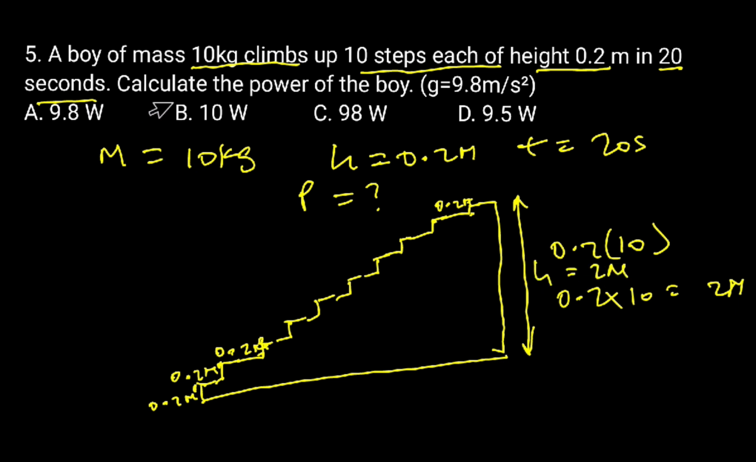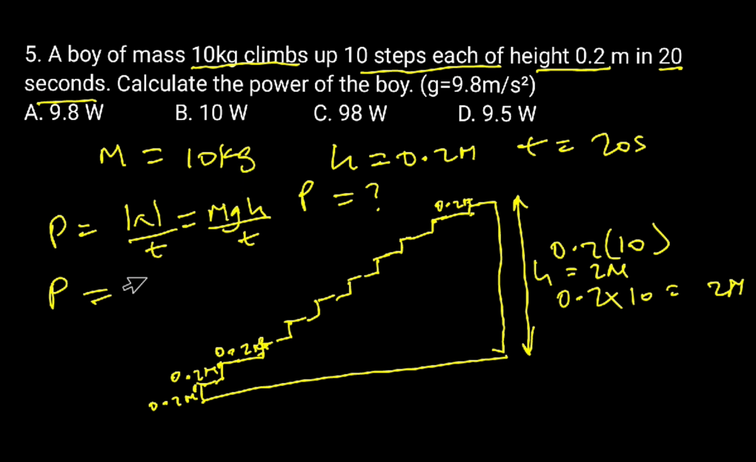Alright, so we are asked to calculate the power of the boy. Now remember, power is equal to work done over time taken, and work done is equal to mass times acceleration due to gravity times height, over time taken. Then the power of the boy is equal to the mass of the boy, 10 kg, multiplied by acceleration due to gravity, which is given as 9.8, times the height of the stairs, 2, over the time taken by the boy, which is 20 seconds.